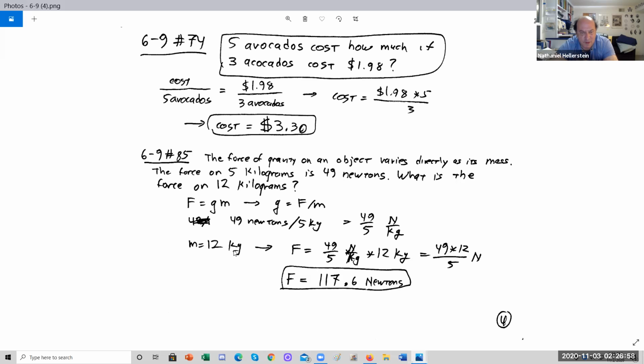This is a simple proportion. Really, I shouldn't make it go to this much trouble. The gravitational constant G is force over mass. In this case, it's 49/5 newtons per kilogram. So force equals G times M, so force equals 49/5 newtons per kilogram times an M of 12 kilograms. 49 times 12 over 5. After a bit of work, it's 117.6 newtons.